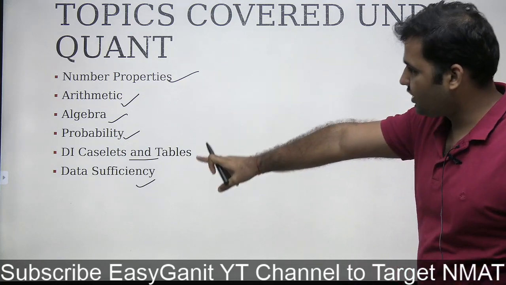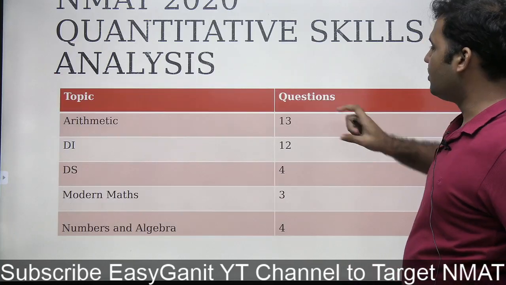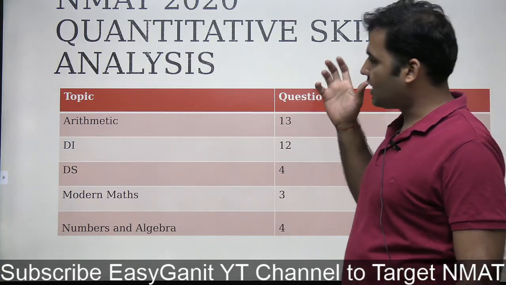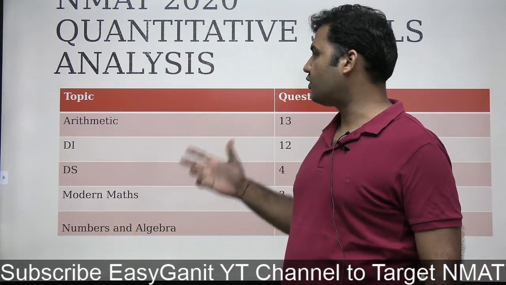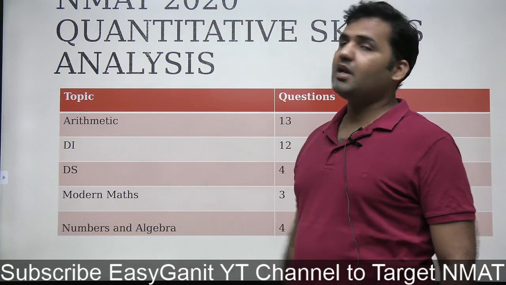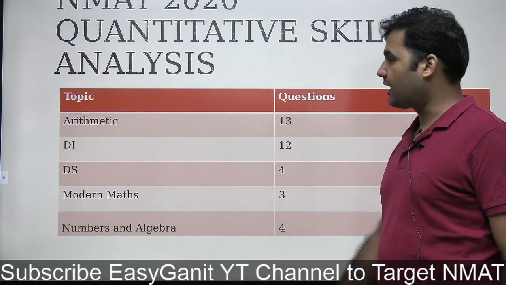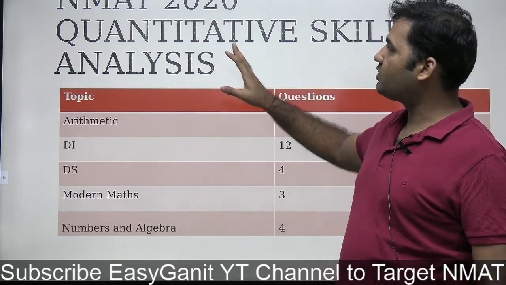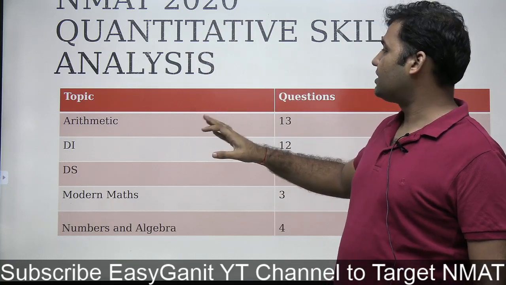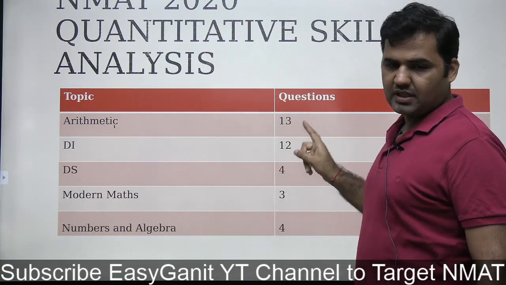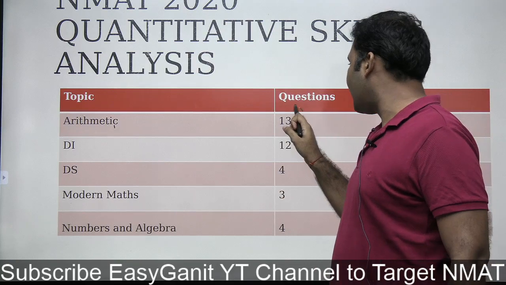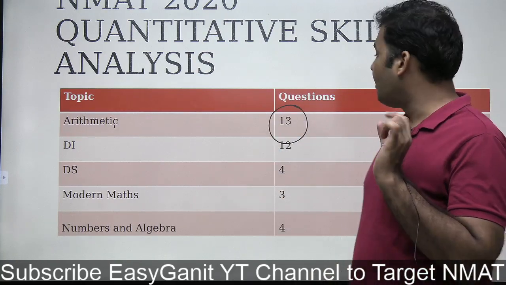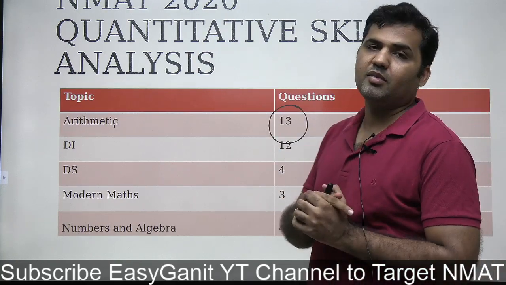So these are the topics that you're supposed to do, guys. And let me give you the number of questions coming from these individual section of quant that came in NMAT 2020 paper, guys. You see that, guys? Arithmetic. This is NMAT 2020 quantitative analysis, guys. Arithmetic, there were total 13 questions, right? So you can see that arithmetic is a game changer. Maximum number of questions are coming from arithmetic, right?